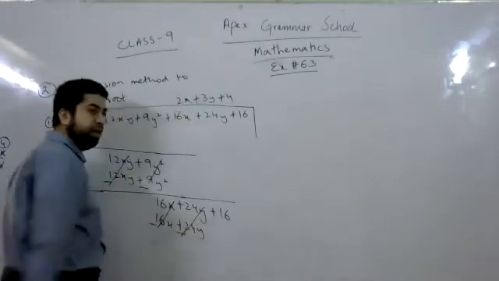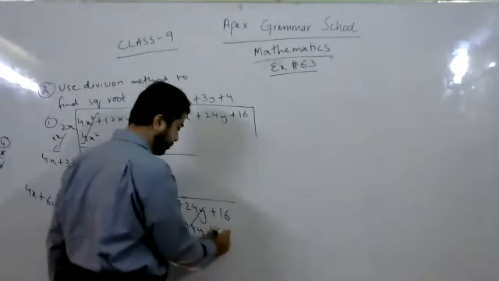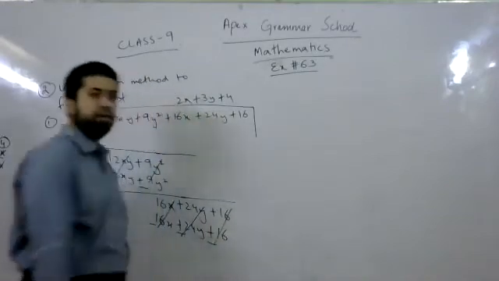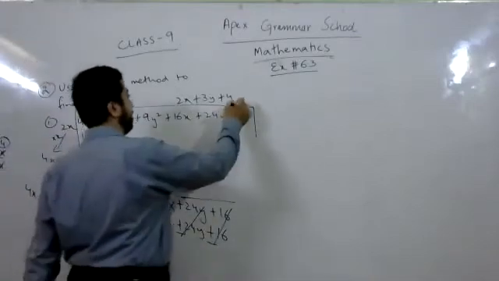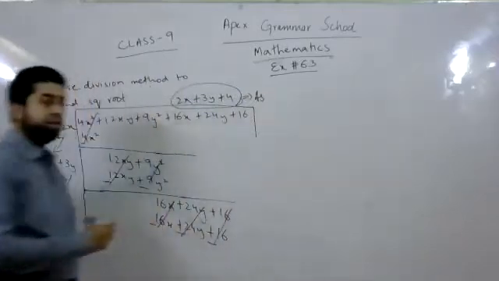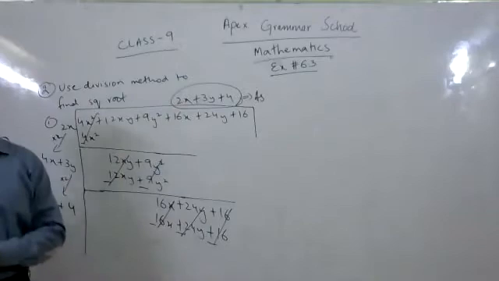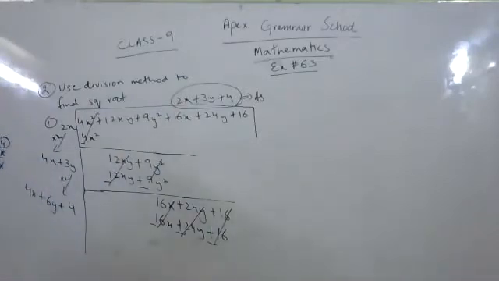Change the sign, cancel it. This 4 will multiply with this 4, that is 4 fours are 16. Change the sign and cancel it. Now, this is your answer. The square root of this whole expression is 2x plus 3y plus 2. This was your part number 1.